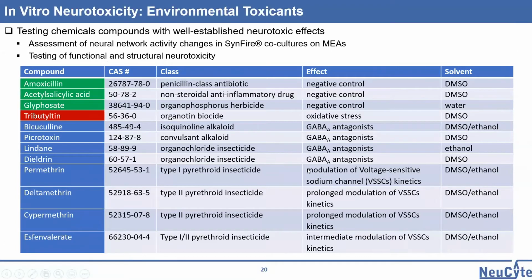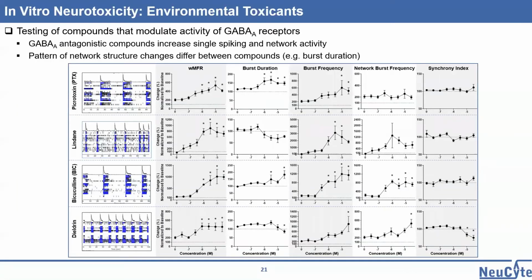And for now, we reduced the set to modes of action that we know are reflected in our system, which is the GABA A receptor pathway, as well as voltage-sensitive sodium channels. And with this, we did a dosing experiment, and again, the same readout on microelectrode arrays, using all these different parameters to characterize alterations or impairment of the network structure.